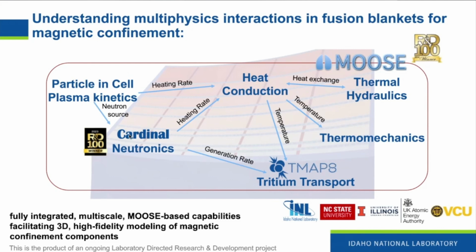We also leverage Cardinal, which is a MOOSE-based application that basically wraps around OpenMC and NekRS. It enables other MOOSE applications to be tightly coupled with things like OpenMC, which is what we're using here for neutronics. That provides, for example, a generation rate for the tritium transport or the heating rate for the heat conduction, etc. So really a key piece of the coupled physics.